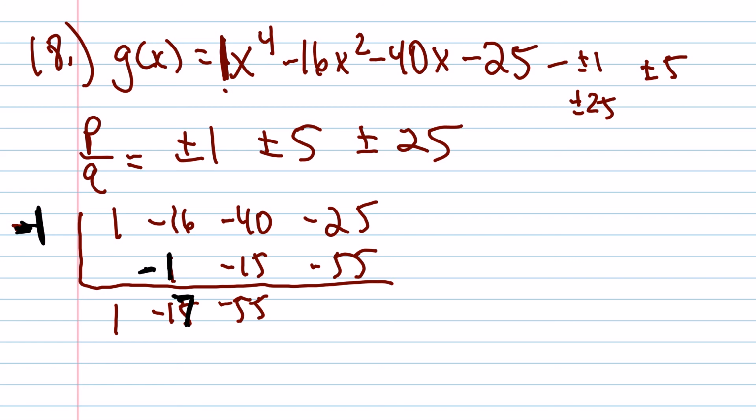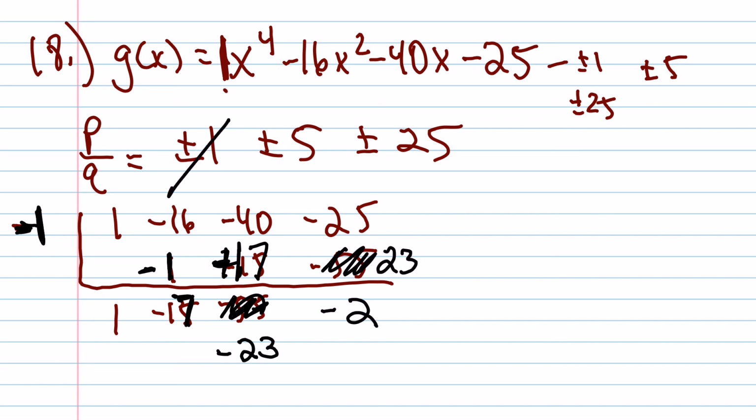Negative 1 and negative 17. Oh, I didn't miss a lesson. Okay. Positive 17. Negative 1 times negative 17 is positive 17. That gives me negative 23, which becomes positive 23, which gives me a remainder of negative 2. So 1's not going to help me. Let's try 5 on the outside.